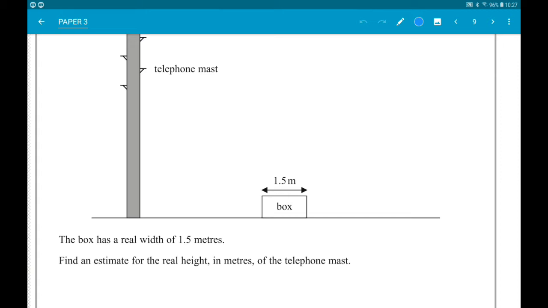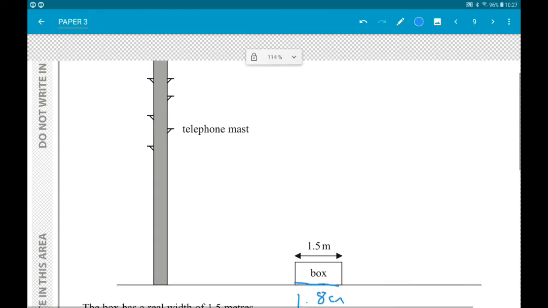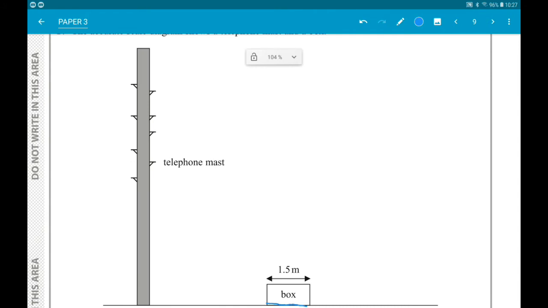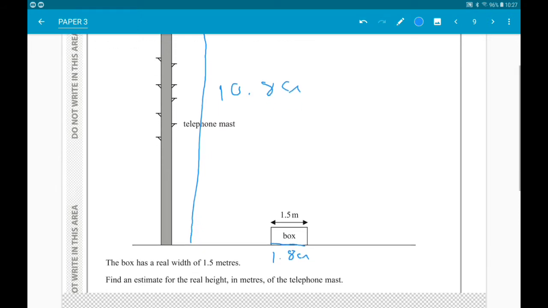So if you had this printed out, you would want to measure the length of the box in centimeters, and you should get around 1.8 centimeters. Then you would measure the height of the telephone mast. So that height, and you should get that is about 10.8 centimeters. Now we can work out how many times taller the mast is than the width of the box.